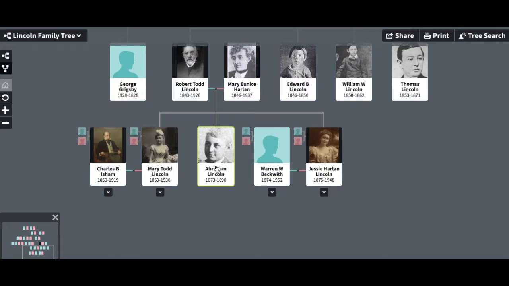As you can see, this Abraham Lincoln's death resulted in the end of the male Lincoln line from President Abraham Lincoln, and even, as we'll see later, Abraham's father, Thomas Lincoln.